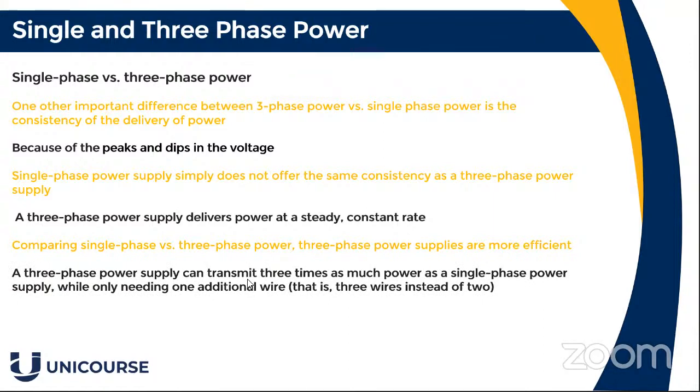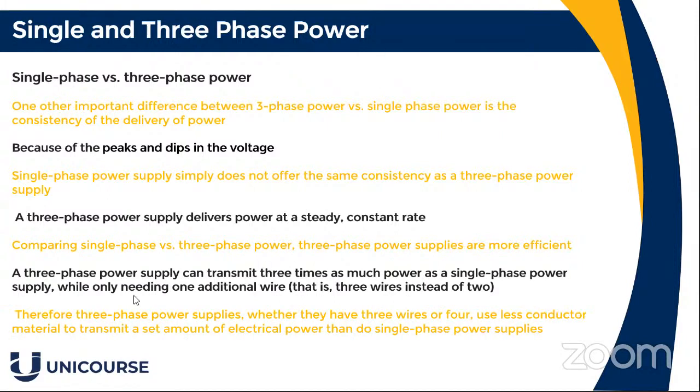Also, it transmits 3 times as much power, which makes it more efficient than single phase. So therefore, 3-phase power supply is more efficient, with 3 wires or 4, that is including the earthing conductor.